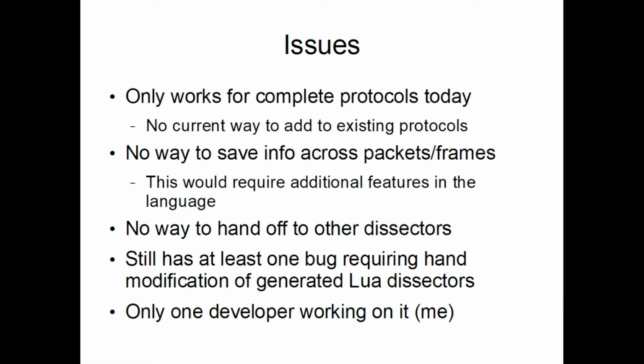There's no way at the moment to hand off to other dissectors as well. If you're manually writing a dissector, you can hand off to another one if you know that the payload inside your packet is a known protocol that there is already a dissector for, but you can't do it with what I've got. There's still at least one bug in the generator that required me to hand modify the examples in one place only at the moment, so I need to fix that. And there's only one developer working on it at the moment, and that's me.